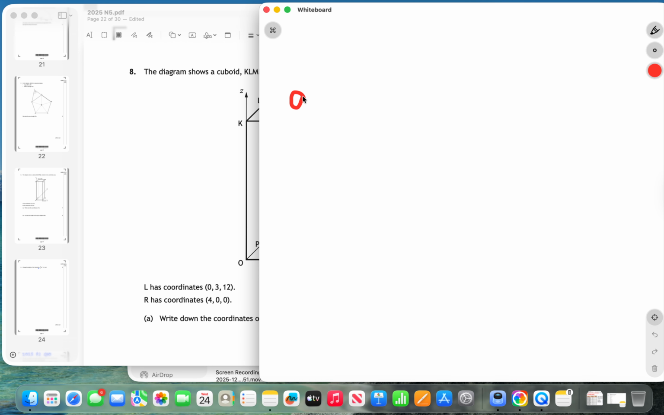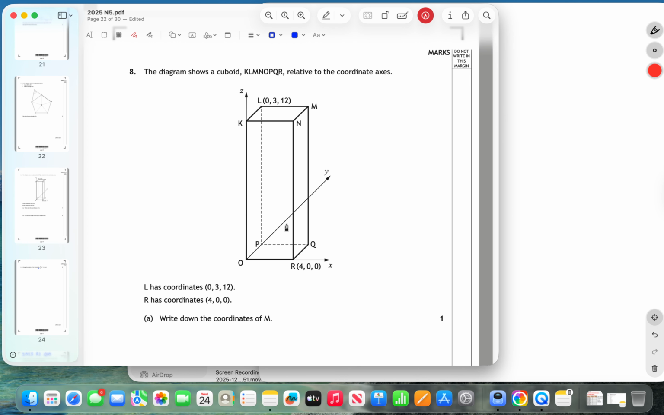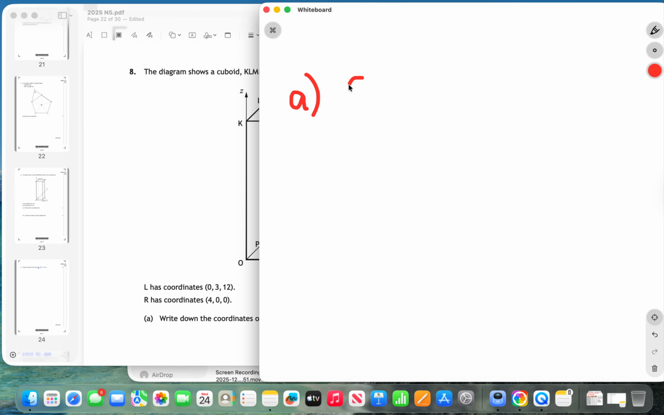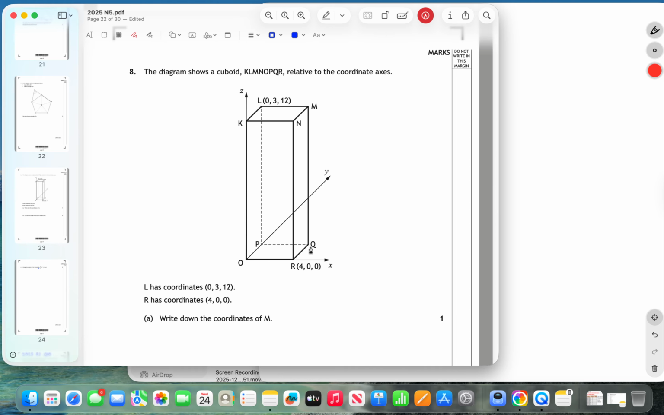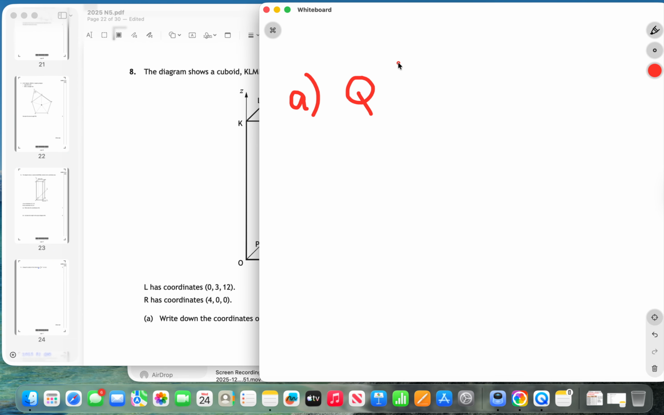So let's find out the coordinates of Q first of all. As you see, the x coordinate to go to Q does not change because the line RQ is parallel to OP. So that is 4.